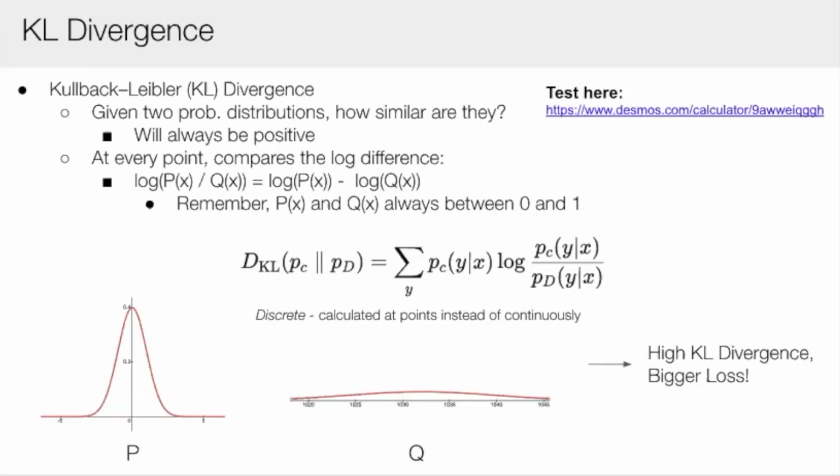So at every point we have, every discrete point in our data set and synthetic images, we calculate the log difference and then scale that by its probability in the ground truth. I have an example here if you want to go back in the lecture and play around with it.